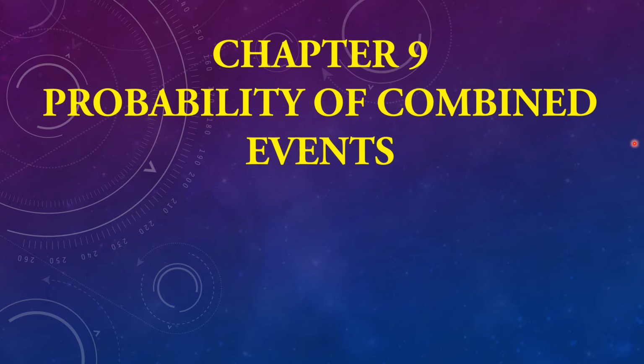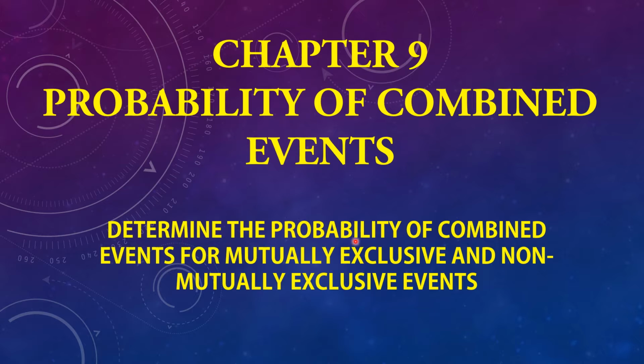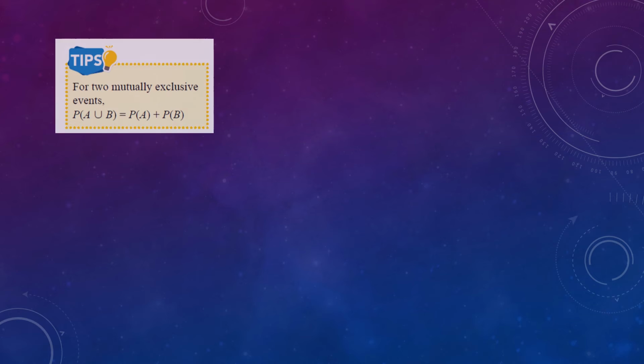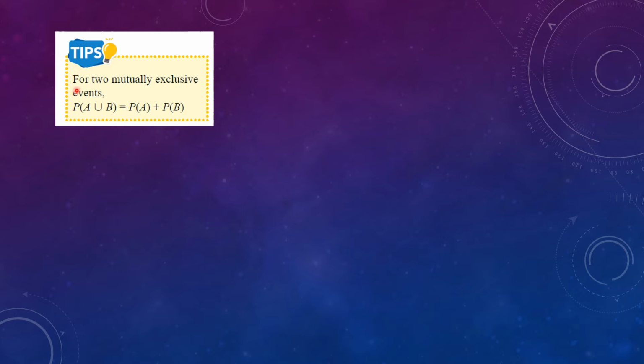Hi everyone, today we will continue with chapter 9, probability of combined events. That is, determine the probability of combined events for mutually exclusive and non-mutually exclusive events. For this chapter, you have to know that for mutually exclusive events, the probability of A union B is equal to probability A plus probability B. You have learned this before.